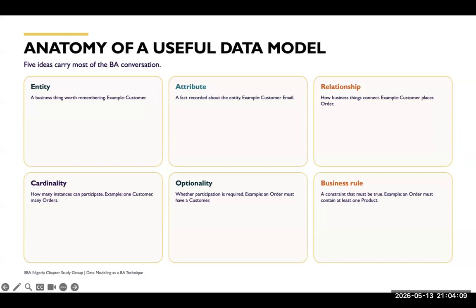So that's basically the anatomy of what a data model looks like: entity, attributes, relationships, cardinality, optionality, business rules. So we're going to move on.